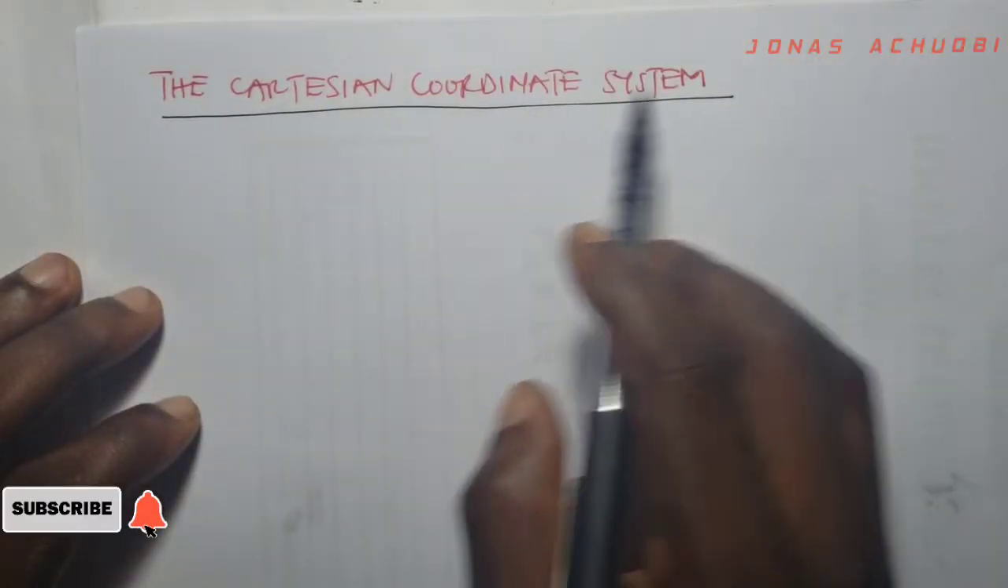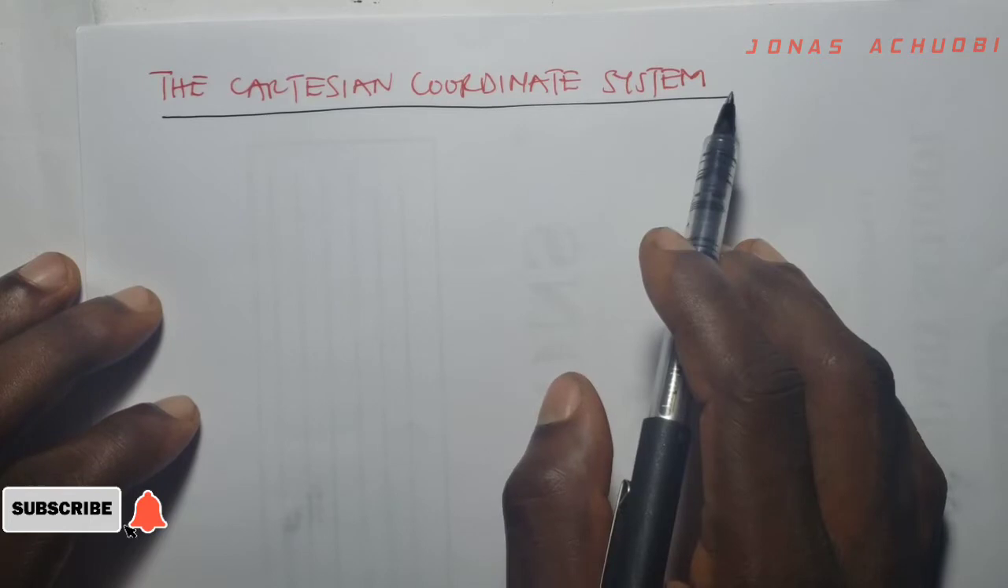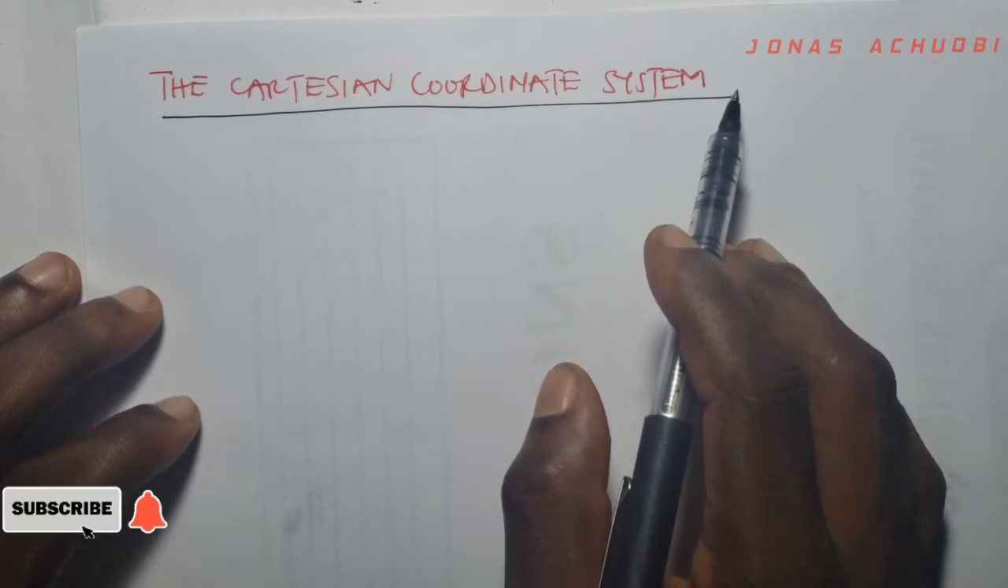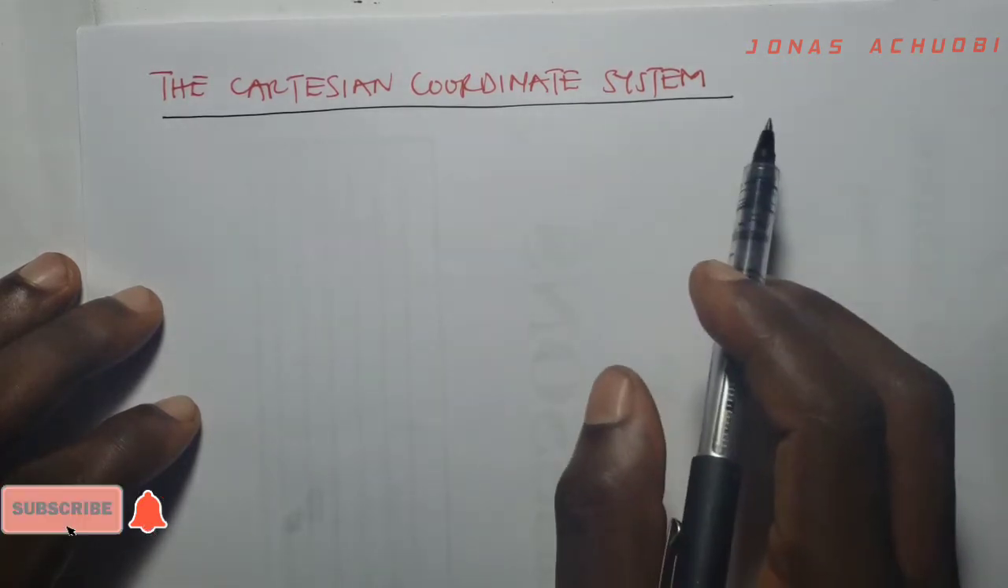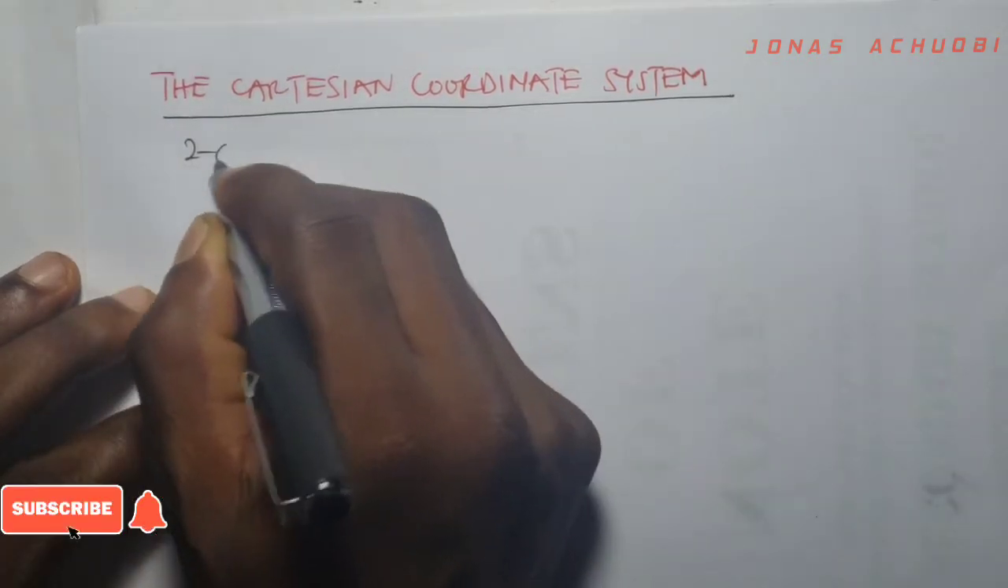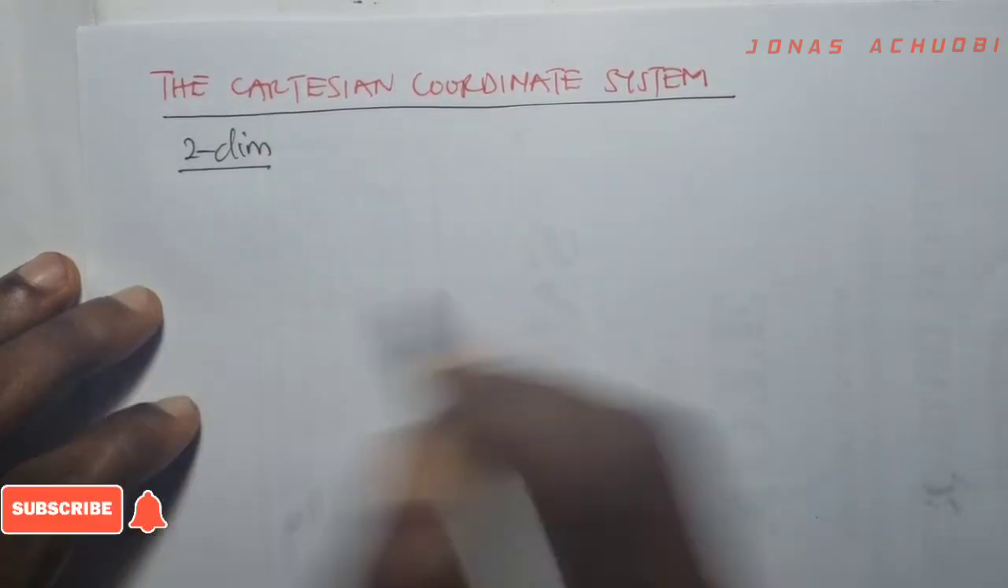The Cartesian coordinate system. The goal of this video is to learn how to represent vectors in 2 and 3 dimensions respectively. So we begin with the 2-dimensional representation of vectors.